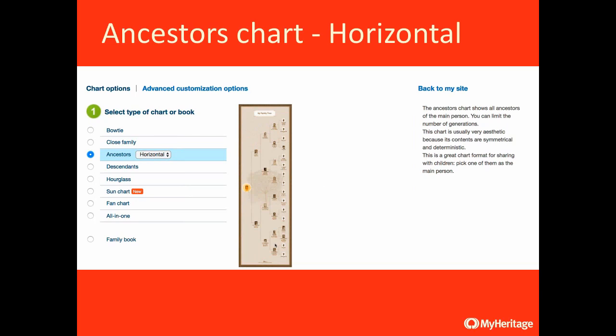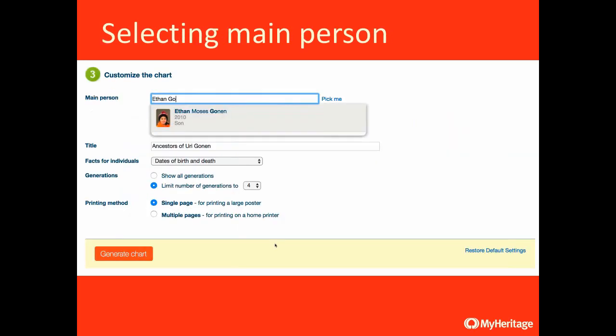So let's look at a little bit more. So here, let's say I'm creating an ancestor chart, but here I don't want ancestors of myself, but rather I want ancestors of somebody else. So in the section below where I choose the styles, I can now start typing in a name, and here I'm typing in my son's name. So he will get my ancestors and my wife's ancestors. So once I find the person that I want, I click, and then I can go and generate the chart.